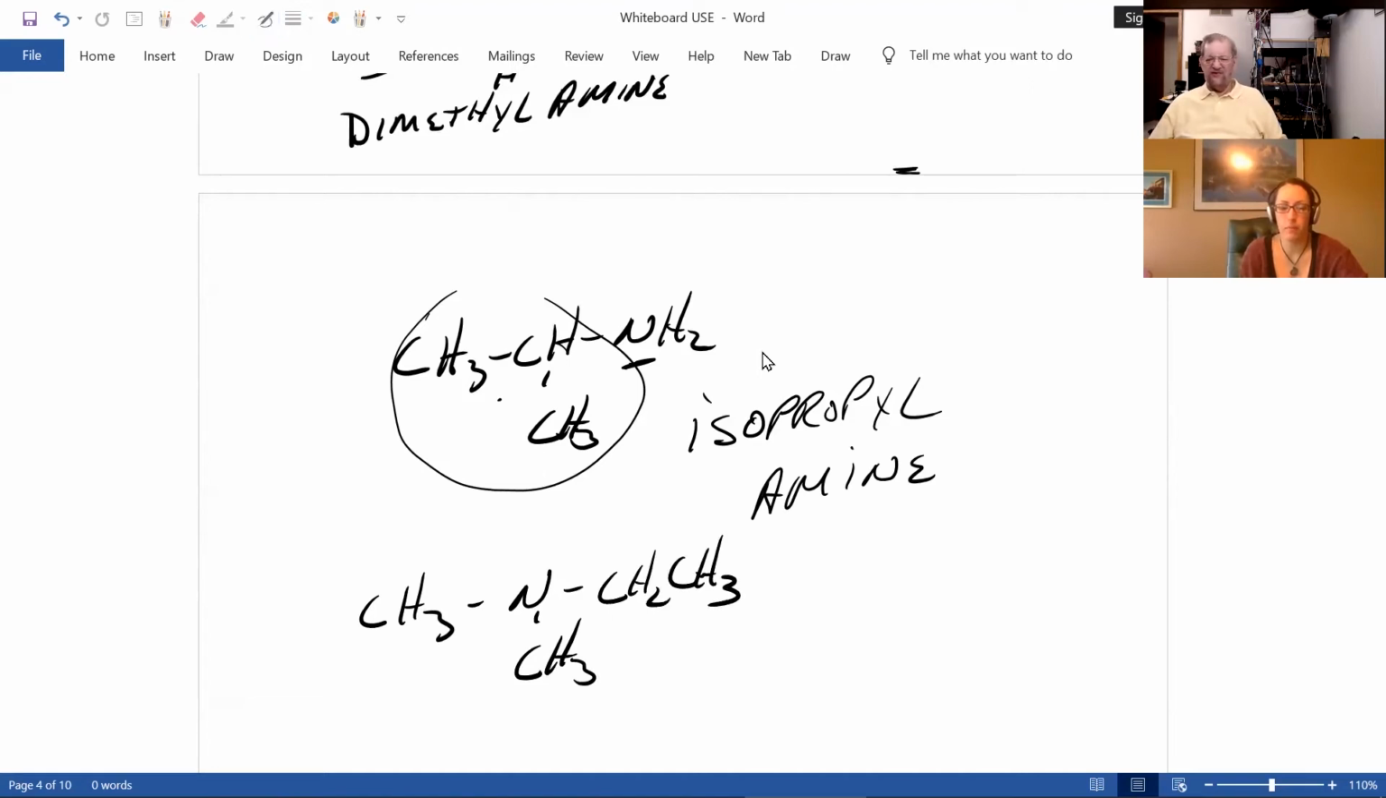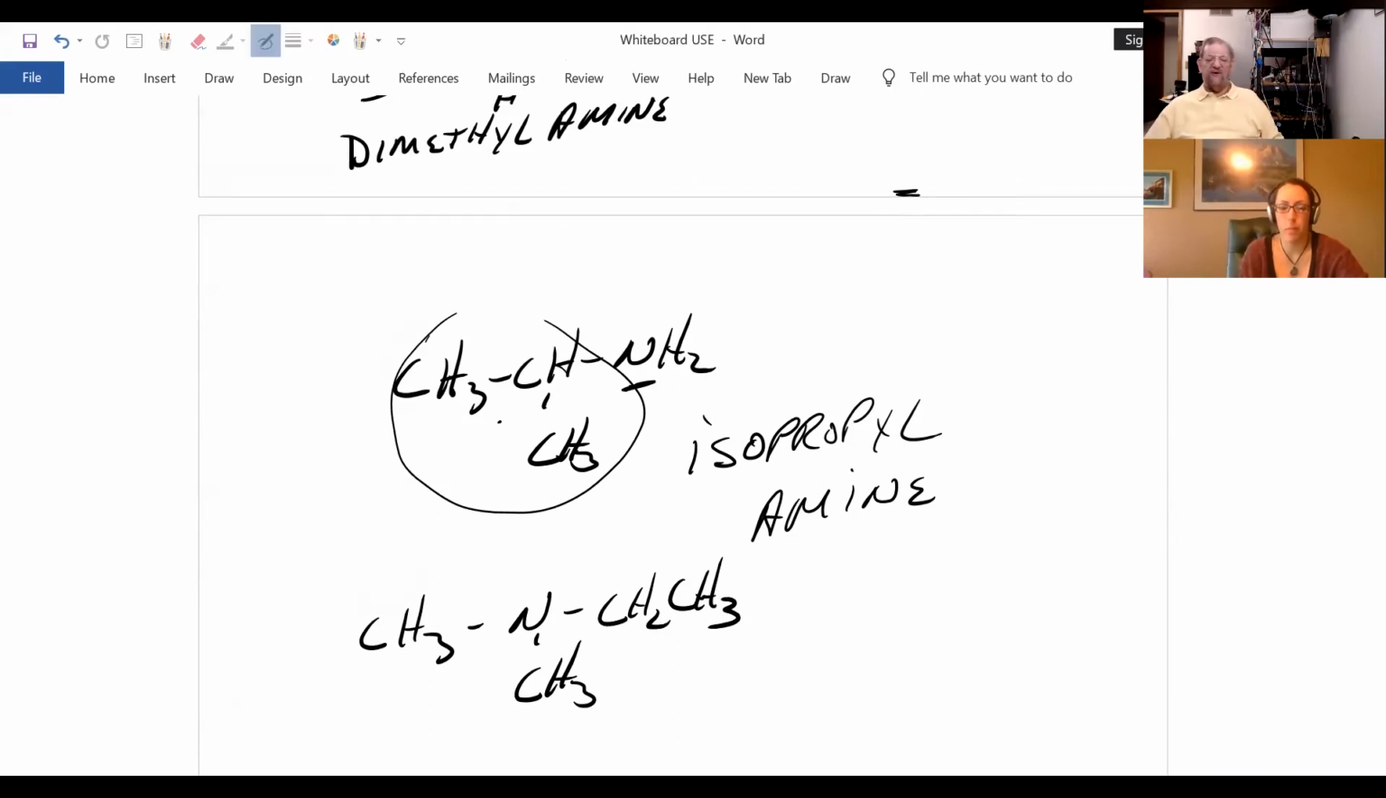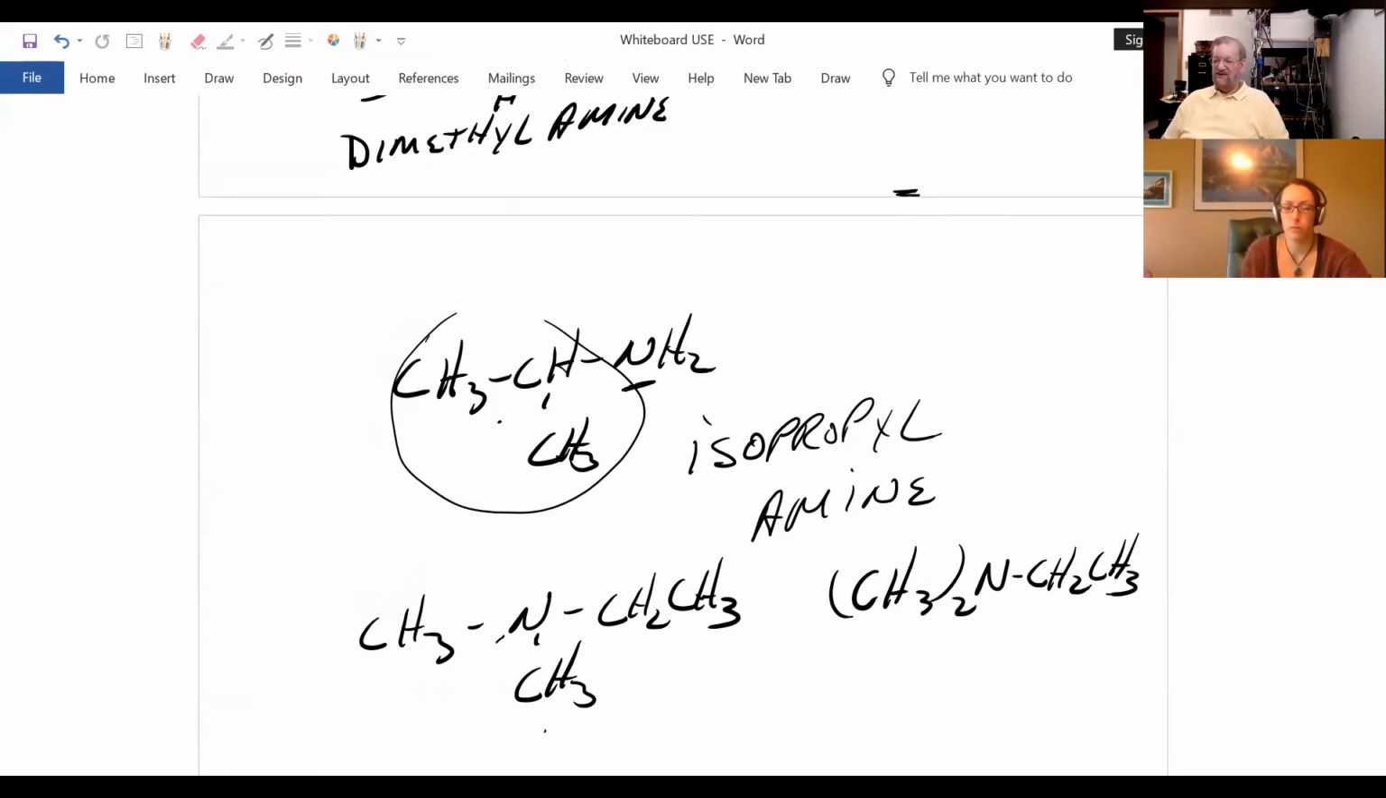And why don't you try this one? There's 2 ways I could write it. This is one way, and the other way would be this way. Notice I already have 3 bonds to nitrogen, so that's why it doesn't have hydrogen.